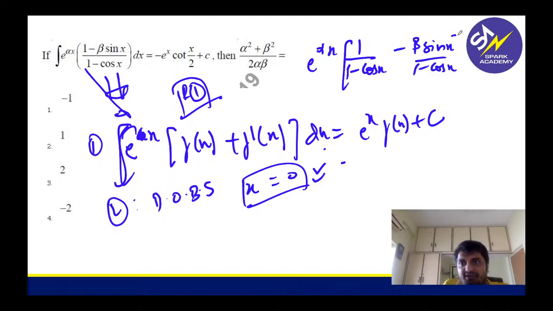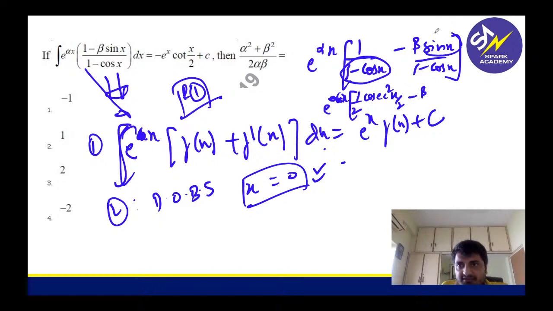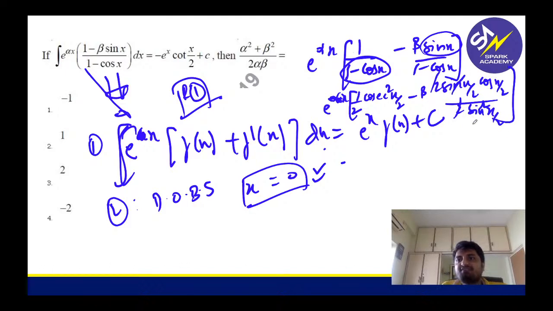I can do it in this way, guys. 1 minus cos, how do you write? 2 sin square x by 2, right? e power alpha x, 2 sin square x by 2. So 1 by 2, 1 by sin square is cosecant square x by 2. Minus beta times this sin x, you can write it as 2 sin x by 2 cos x by 2. This again I can write over 2 sin square x by 2. 2 cancelled, sin. This is nothing but cot, right?